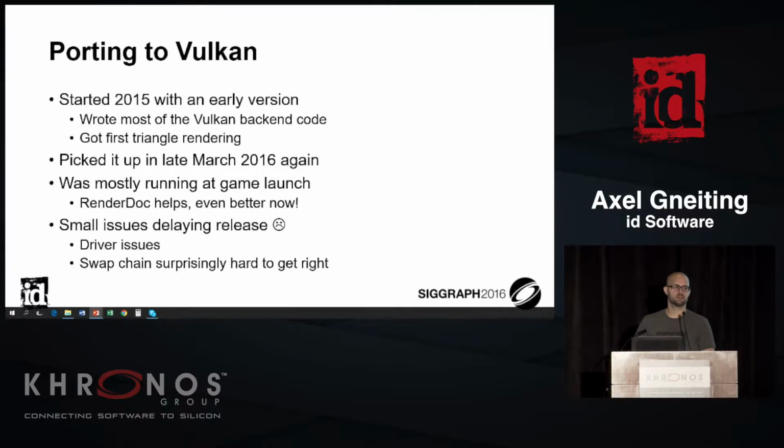So porting to Vulkan, we started early, we started 2015 with an early version. We already wrote most of the Vulkan backend code, got some first triangle rendering, minus some bugs. This was on an early NVIDIA driver. Then we had to do some console work, so we were sidetracked. So we had to pick it up in March 2016 again. And at game launch, it actually was almost running. We did this demo with NVIDIA on a GTX 1080 launch, so that was already running.